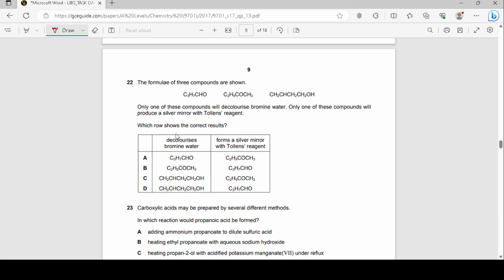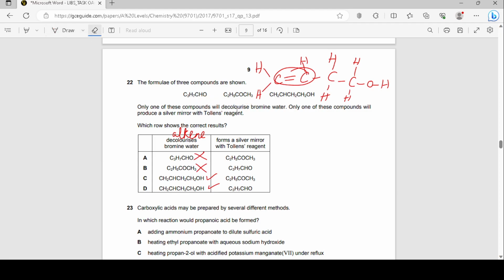Decolorizes the bromine water. That's obviously going to be the alkene, which I already told you with the last one. So if I draw it out, it's like this: CH2, double bond, CH, CH2, and CH2 again, and OH. Okay, so that's the displayed formula. And obviously alkenes decolorize bromine water, so it's either going to be C or D, because we can cancel out A and B, because aldehydes and ketones do not decolorize bromine water.